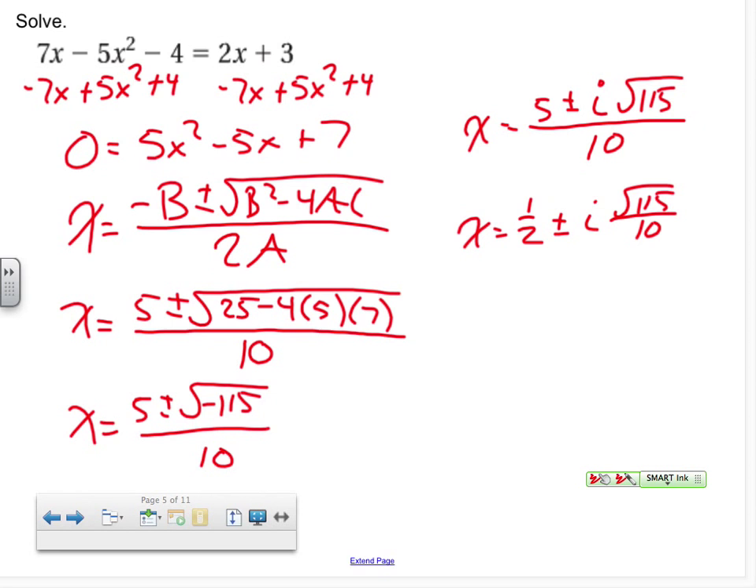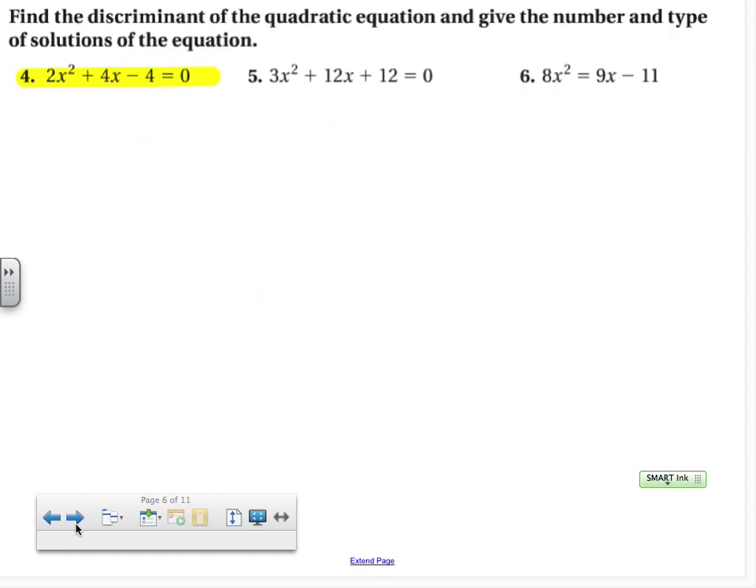All right, now when doing these problems, pay careful attention to the question. Find the discriminant and give the number and type of solutions. It does not say give the solutions, it just says tell how many they are. I got 3 questions on this page. I'll do the first one to kind of model and then try them and see what you can get. First off, make sure it's in standard form, it is, and then do the discriminant.